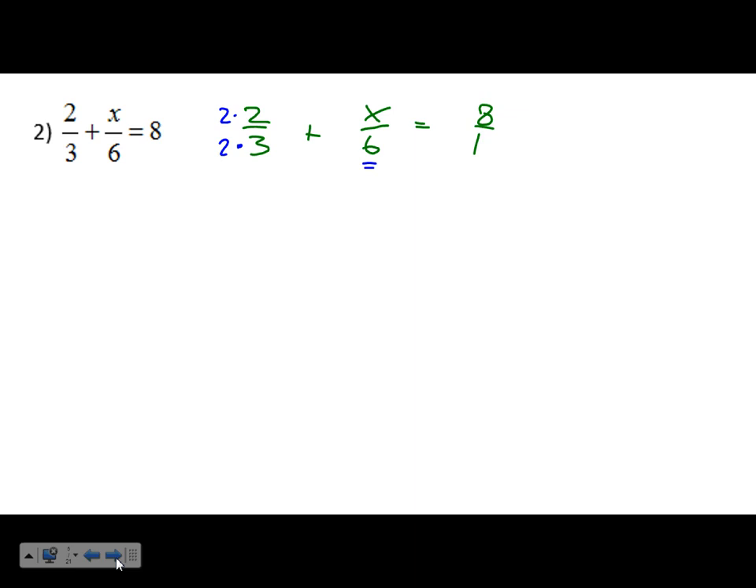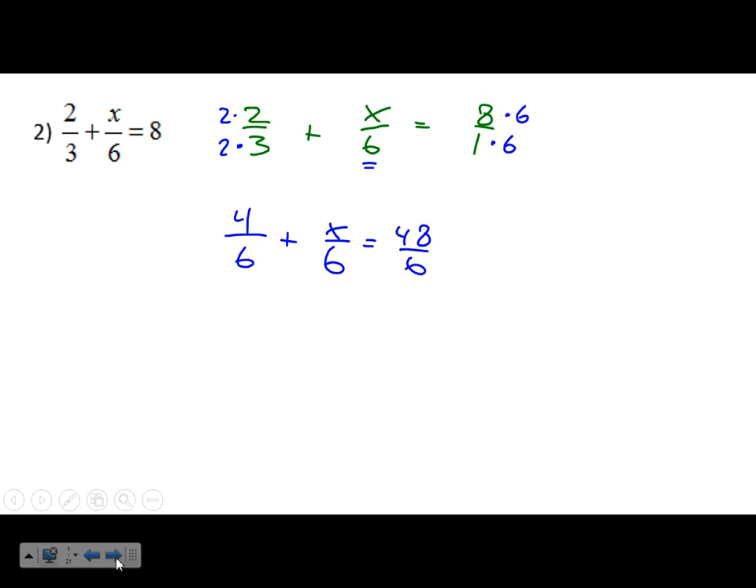The second one, we don't have to multiply that by anything. The denominator is already 6. And this one, we have to multiply by 6. 1 times 6, so we have to multiply the top by 6. So we end up with 4 over 6 plus x over 6 is equal to 48 over 6.